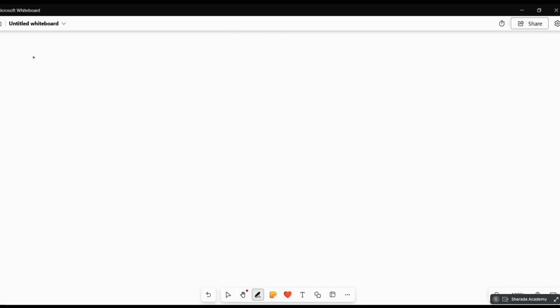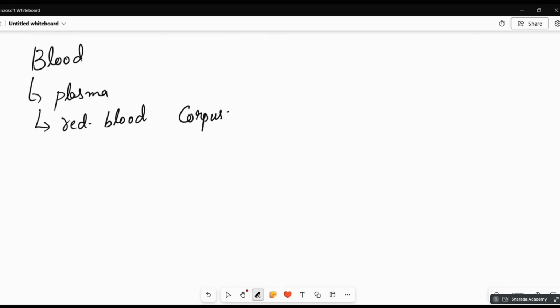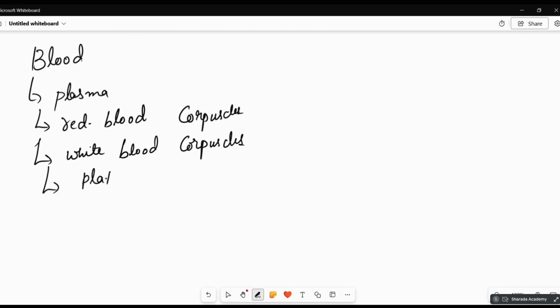So what does blood consist of? First we have the plasma. Then we have blood cells, that is red blood corpuscles, white blood corpuscles, and platelets. So what are the components of blood we see? First one is the plasma, then red blood corpuscles, white blood corpuscles, and the platelets.